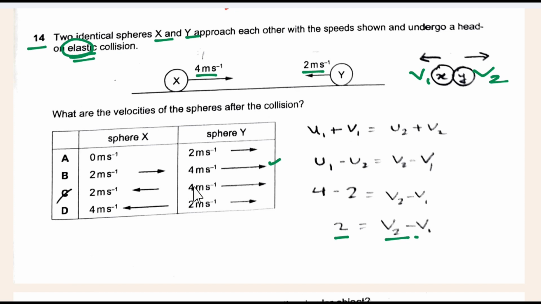So this would be correct. Then 4 minus 2 is 2, this is correct. But 2 minus 4 is negative 2, so this is wrong. So it is either B or C. Then we can say that after collision they would move in opposite direction, that is C.